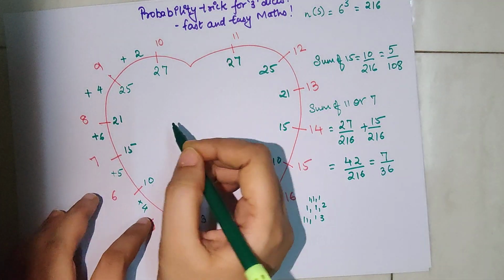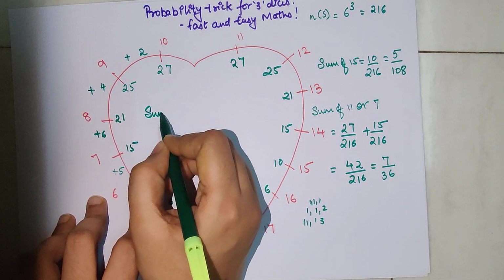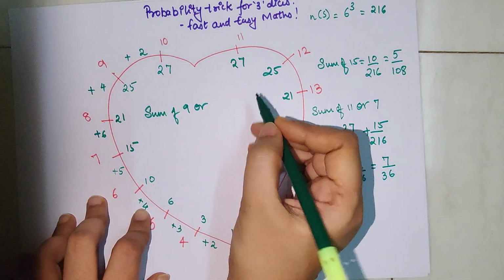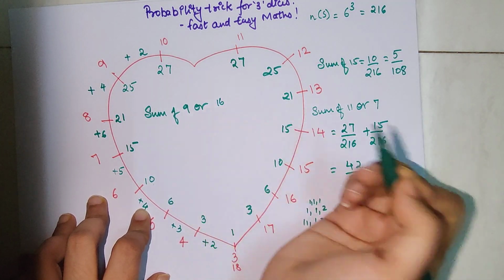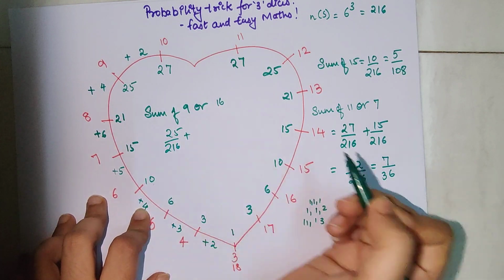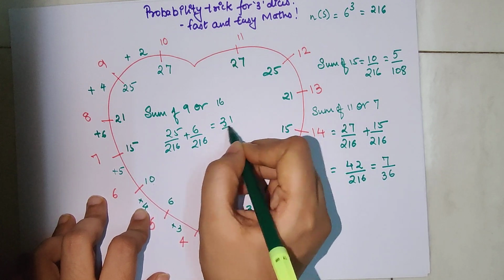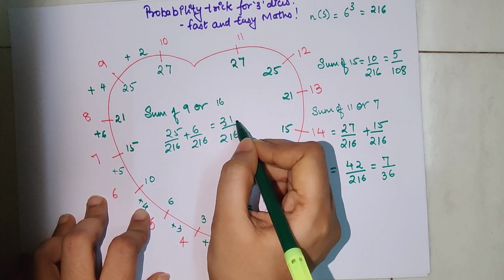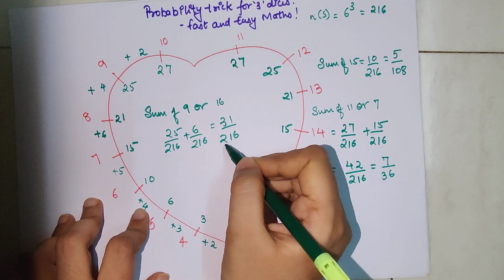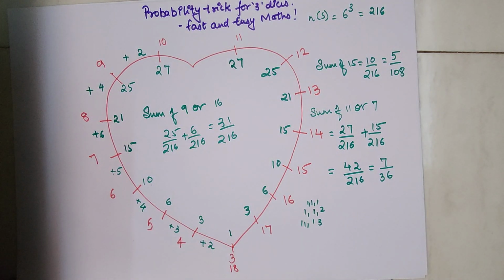Now let's look at what should be the sum of 9 or 16. So you get 25 upon 216 plus 6 upon 216. That comes to 31 upon 216. 31 is a prime number, so this is not going in 20, and 216 doesn't go in 31's table. So here this cannot be reduced further.